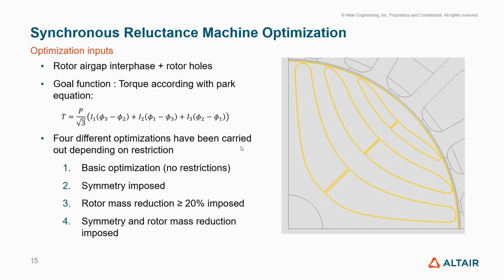And four different optimizations will be carried out for this machine. The first one is the basic optimization without any constraints. The second one is the optimization to improve torque with symmetry imposed. The third one is with a constraint on rotor mass reduction. And the fourth one is the optimization with a constraint of symmetry and rotor mass reduction on the machine.